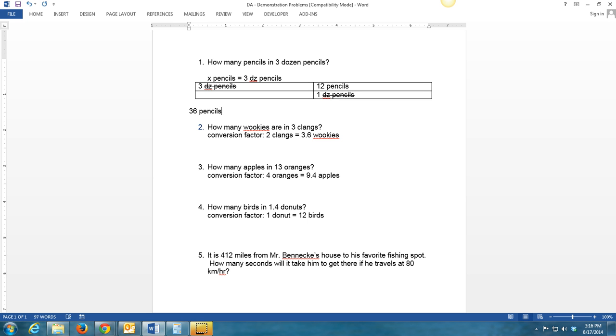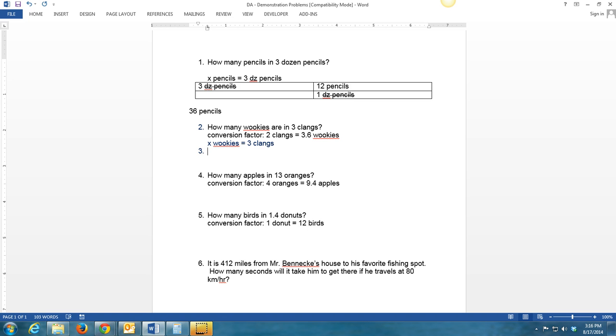That one was pretty easy because I used units that you're familiar with. This next one, though, has nonsense units, and that's so you can learn the process. It says, how many Wookiees are in 3 clangs? So first step, write it as a simple equation. X Wookiees equal 3 clangs. And I gave you a conversion factor to help you solve this one.